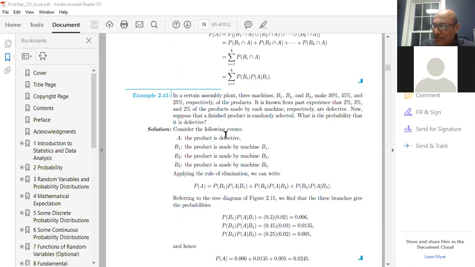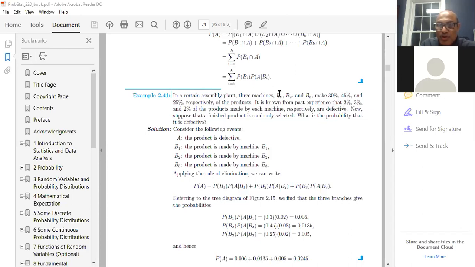The last example, and then after we'll go for the Bayes theorem. In a certain assembly plant, three machines, B1, B2, B3, make 30%, 45%, and 25% respectively. So machine B1 makes 30%, which means the probability is 0.3, 0.45, 0.25 of the products. It is known from past experience that 2%, 3%, and 2% of the products made by each machine respectively are defective.